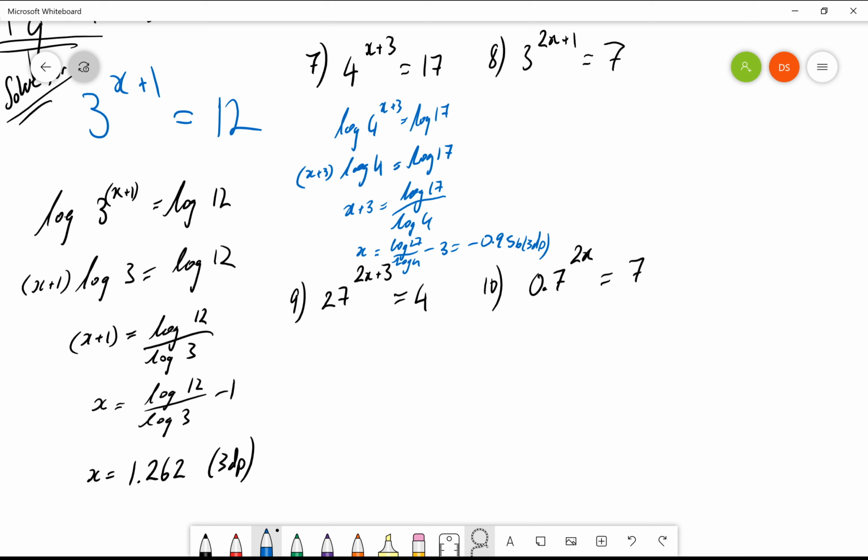Question 8, I'm just going to do a little bit further over, and I'm going to go log, that looks terrible, log 3 to the 2x plus 1 equals log 7, and then I'm going to bring the 2x plus 1 to the front now, and then I'm going to divide by log 3, and then I'm going to subtract 1 and then divide by 2.